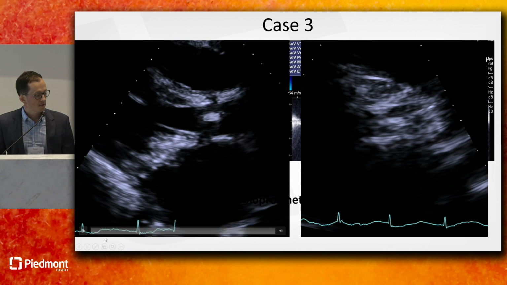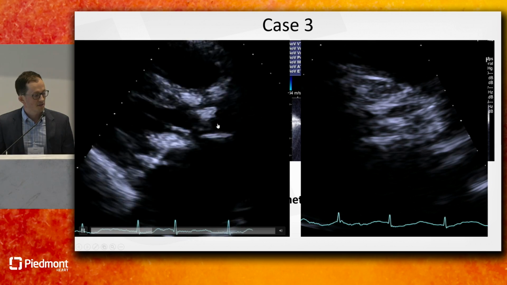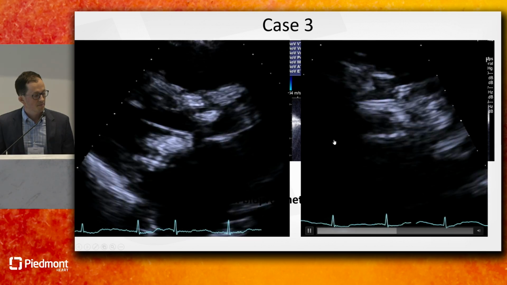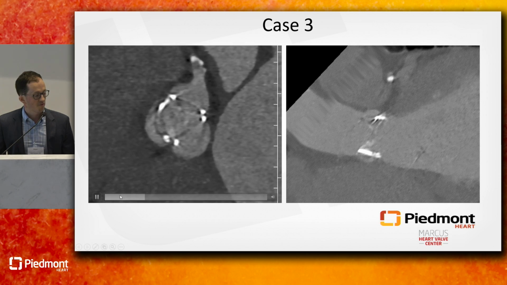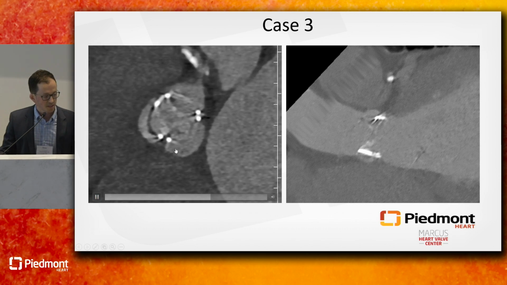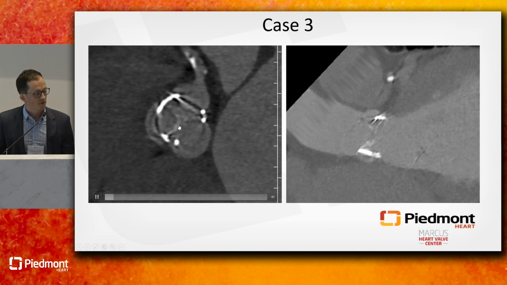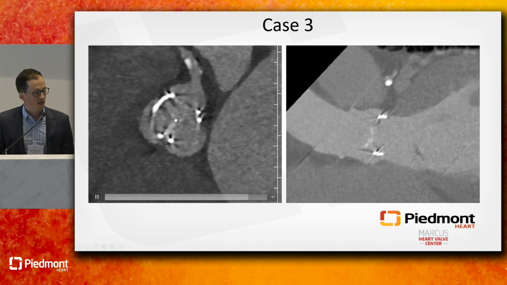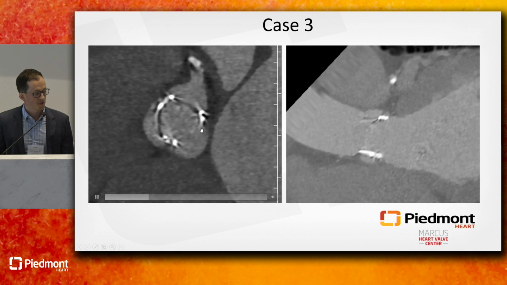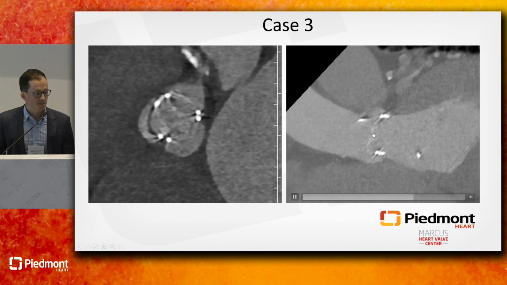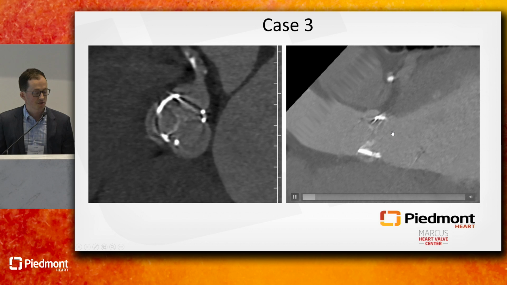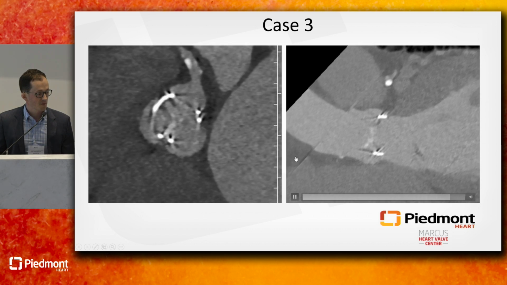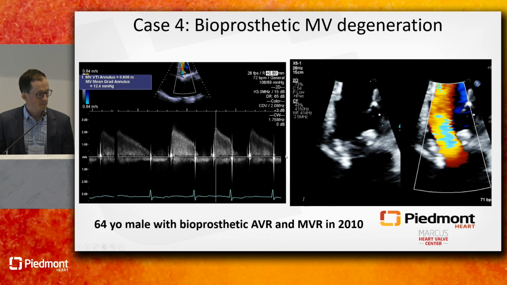Here on echo, you see the leaflets are significantly thickened with restricted opening. So he also was referred for 4D CT. And here you can see on the CT, you don't see any evidence of HALT. You don't see those dark areas on the leaflet, but you do see significant valvular calcification and restricted leaflet motion here, which is consistent with structural valvular degeneration. So his valve was 10 to 12 years old, kind of getting to the lifetime of these bioprosthetic valves.